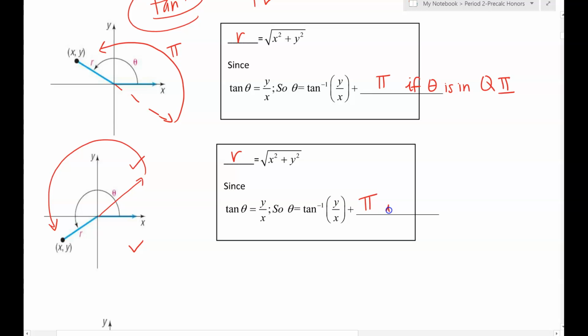So we do this if the point, so we just use the point, is in quad 2 or 3.